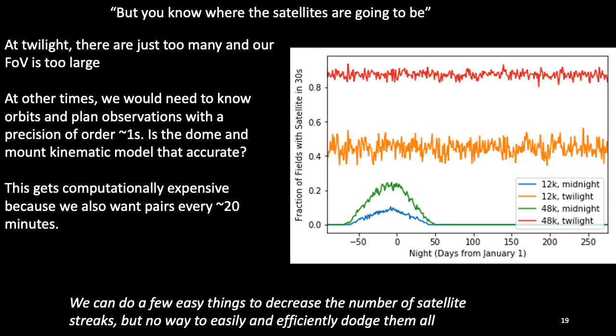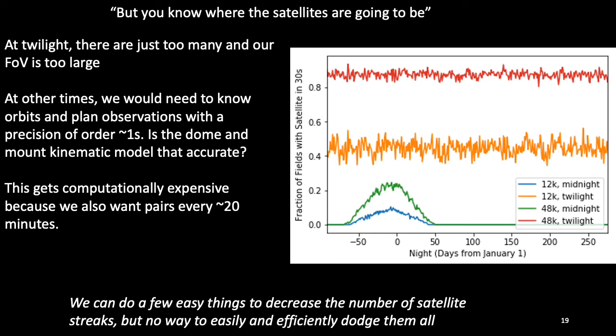At other times, you need to know the orbits of the satellites and the kinematics of the telescope incredibly precisely to be able to avoid them. And this gets tricky because we like to take observations in pairs to get moving solar system objects. It's not enough to say this spot of the sky will be clear of satellites. We need it to be clear now and clear 20 minutes later, and be sure that our kinematic model will return us there exactly 20 minutes later. If we're off by several seconds, that's enough time for a new satellite to move in. So it's really hard to choreograph a night down to the precision we need to completely avoid all the satellites.